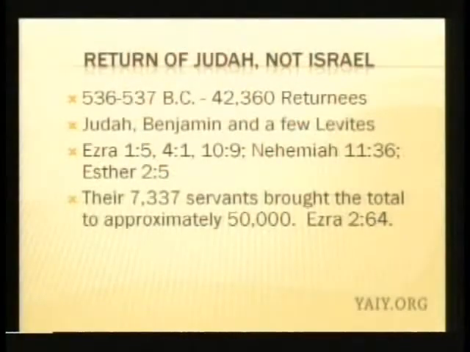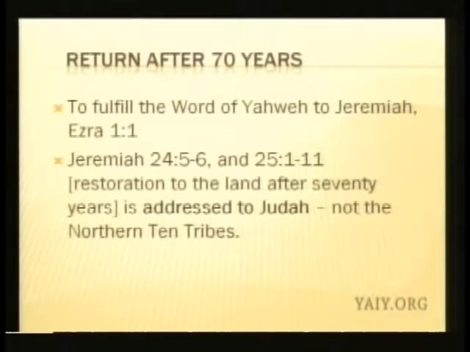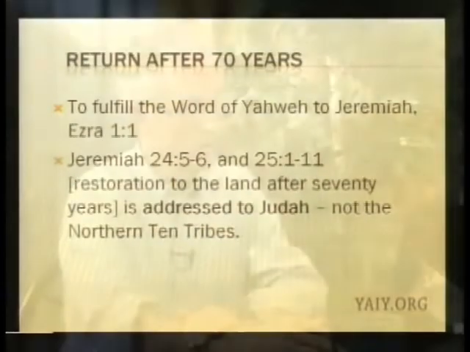And some people might think, well, when the Jews returned, the Israelites returned with them. No, 42,000 some odd returned, as recorded in Scripture. And with their servants, it brings it up to about 50,000 returnees of the Jews. But this was to fulfill the word of Yahweh to Jeremiah regarding after the 70 years. And the restoration of the land after 70 years is addressed to Judah, not to the northern 10.